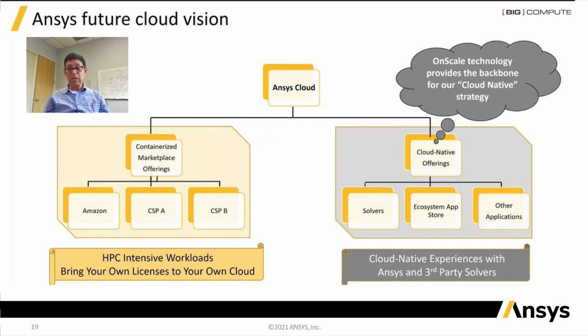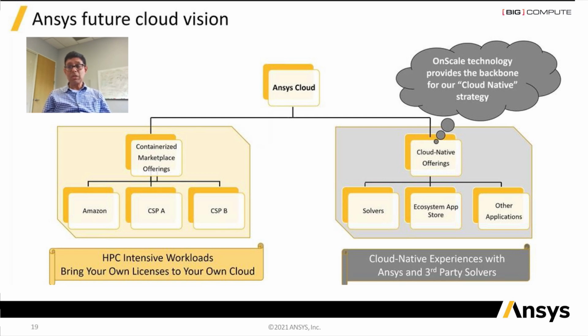The left side is showing how we are using a containerized marketplace to make sure that our customers can take the HPC licenses to our solvers like Mechanical or LS-DYNA or Fluent and run them on their favorite cloud, be it Amazon, which is what we have got working. In fact, this month we got it running with the Amazon marketplace for the cloud, and we will have future versions of this with other cloud partners.